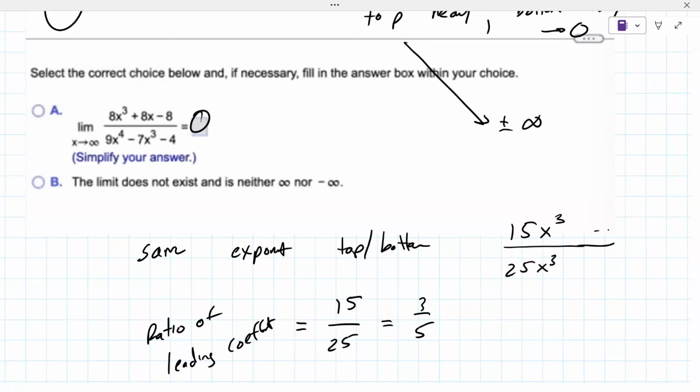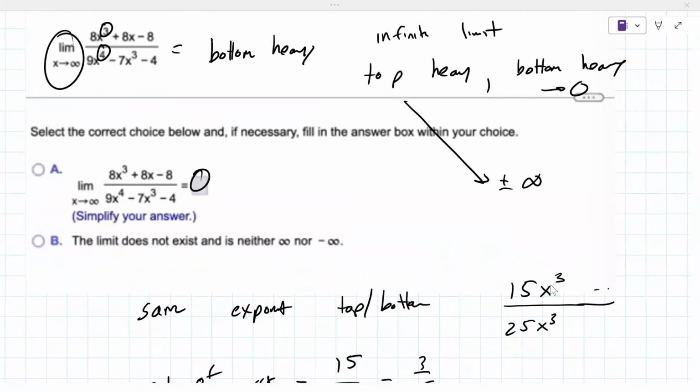Okay. So those are the three cases that you might see. Bottom heavy, 0. Same top and bottom, the ratio of the leading coefficients. Top heavy, it goes to either positive or negative infinity. So bottom heavy is always going to be 0, and top heavy is always going to be plus or minus infinity. Okay.